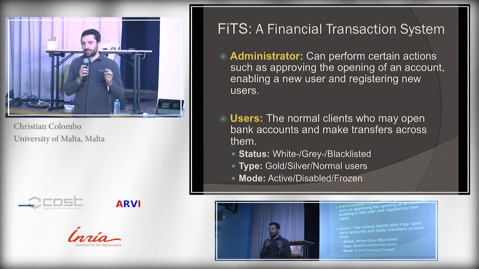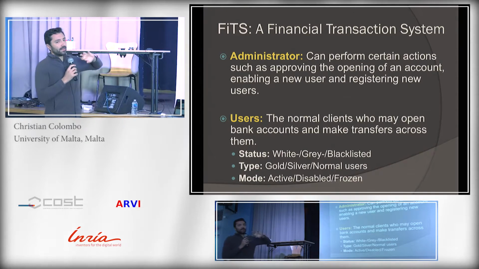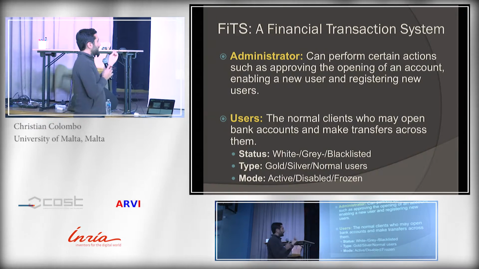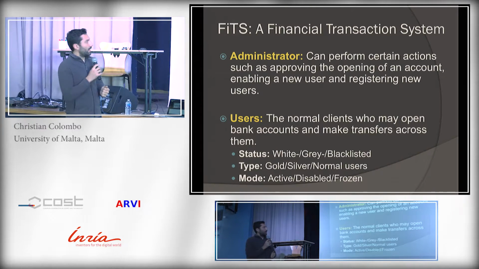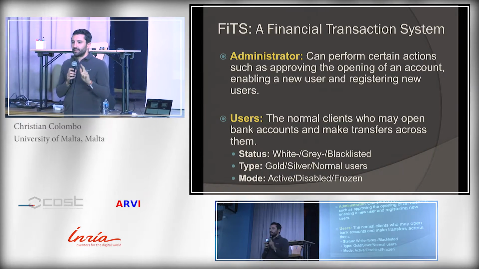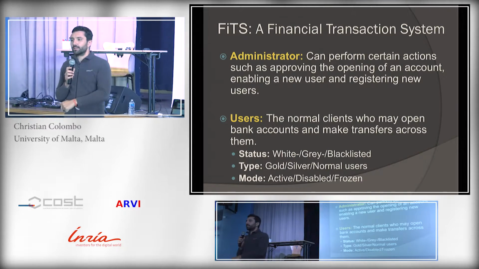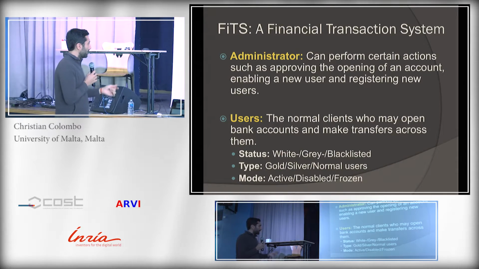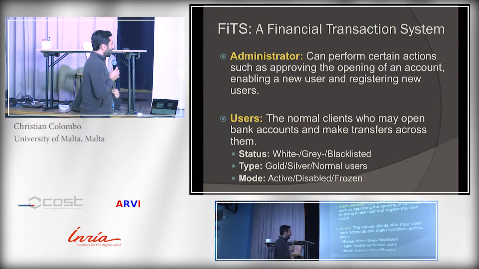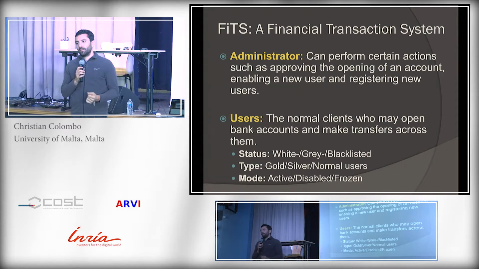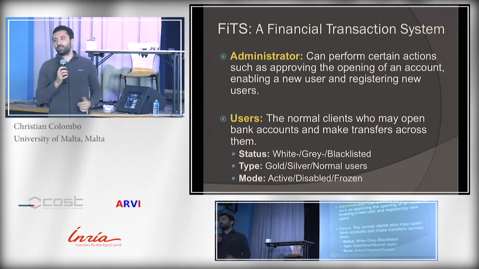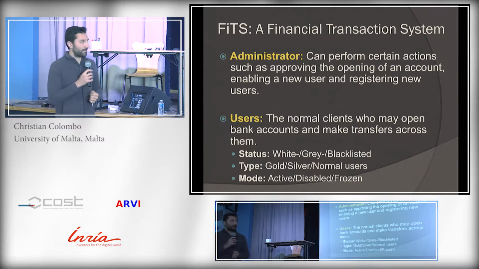We have two kinds of users. We have administrators who can perform privileged actions, and we have users which are the normal users who may open bank accounts, make transfers, etc. What is interesting are these three. We have a status, so they can be whitelisted, graylisted, and blacklisted, which obviously will affect what actions they can perform. Okay. We have the type. We can have gold, silver, or normal users, and they can be active, disabled, and frozen. So, for example, a property might be that a disabled user should not be able to perform any transfers. Okay.